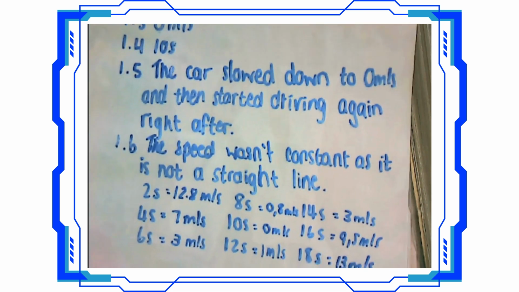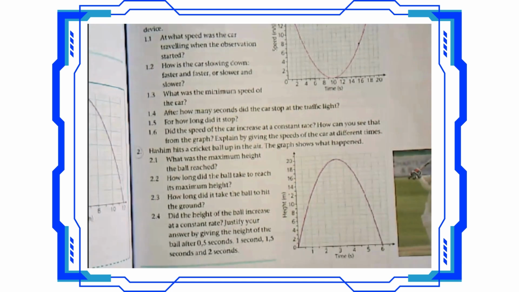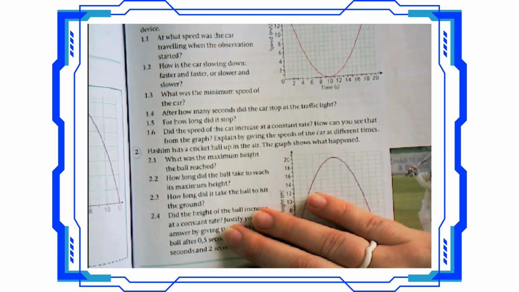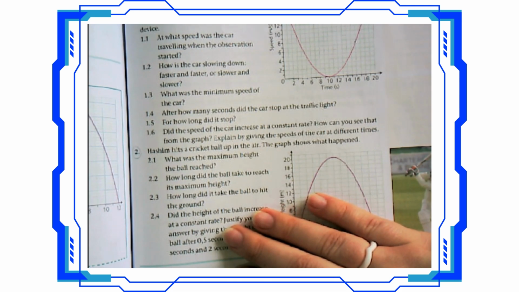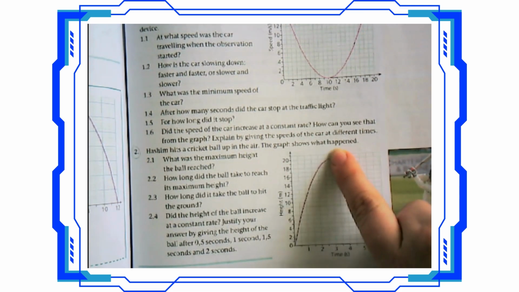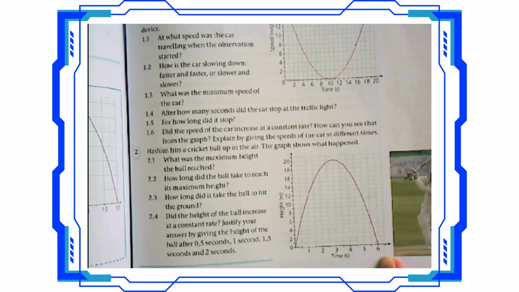Okay, and then let's look at number 2. Let me just write 2.1. Okay, let's quickly read it. So it says, a cricket ball is hit up in the air. Okay, the graph shows what happens. So they hit the cricket ball, it goes up in the air, then it stops, and then it comes down again. So now they ask me, what was the maximum height?